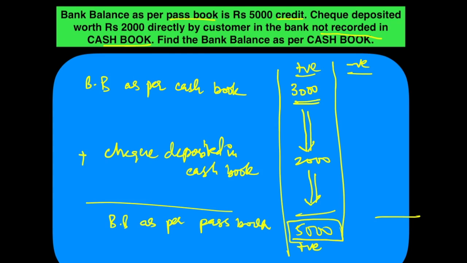Because we cannot make any changes in the passbook, we can make only changes in the cash book. So bank balance in the cash book would have been 3000, because we have not recorded the check which has been deposited by the customer directly in the bank and added in the bank account directly. So because we have not added this 2000 rupees, our cash balance would have been 3000 rupees, because if we had added that, our cash balance also would have been 5000. That would have been our required answer. So this is how you solve the questions related to bank reconciliation statement.